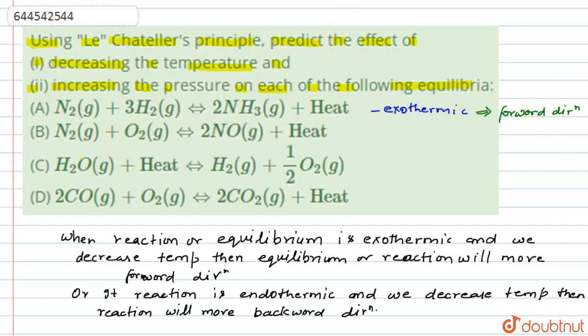And B reaction is also an exothermic reaction, so with decreased temperature the reaction will move in the forward direction. And C reaction is the endothermic reaction. In the endothermic reaction, when we decrease the temperature, the reaction will move in the backward direction.